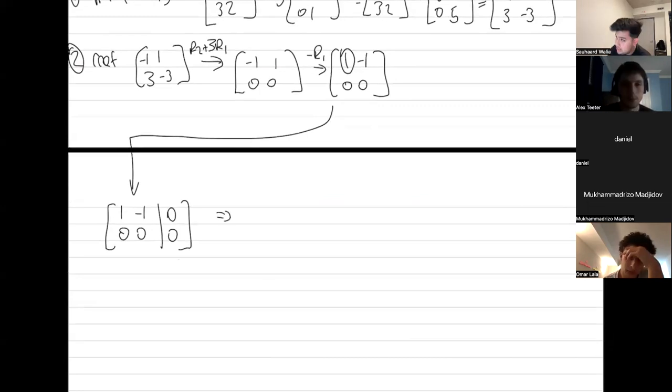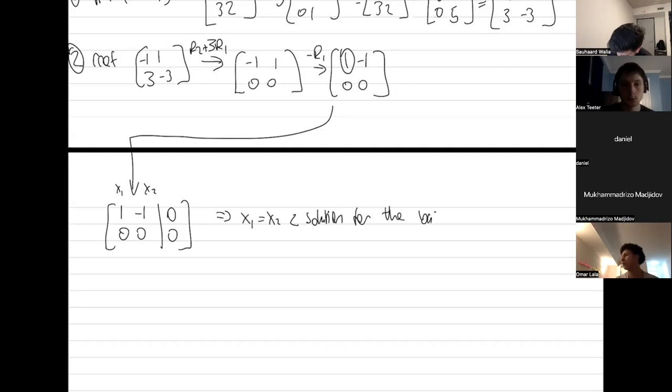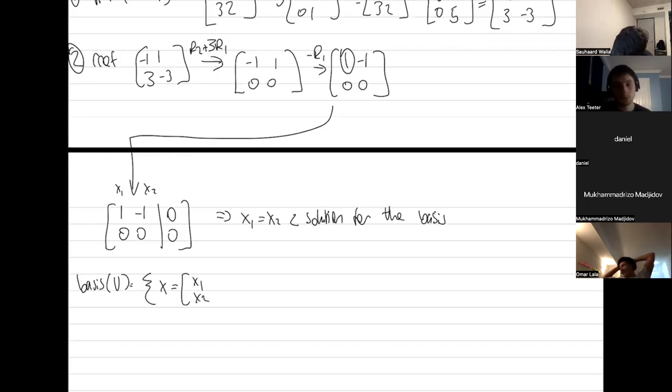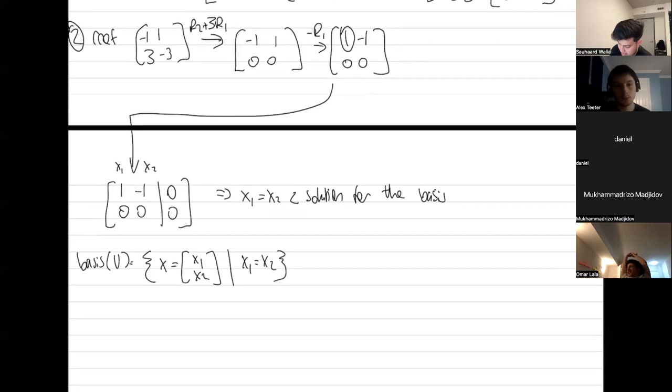What can we say the relationship between x1 and x2 is? Say this is x1, this is x2. They are equal to each other. So x1 must be equal to x2, and this is our solution for the basis. So in fact, let's say the basis of V is equal to a set of vectors x such that x equals x1, x2, such that x1 is equal to x2.